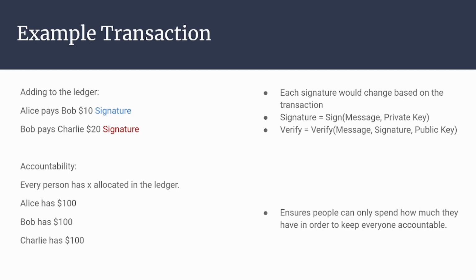This is done by allocating X amount of money to each person, and each person is not allowed to make payments that go beyond this allocated amount. This is not real money, but rather a boundary value to keep everyone accountable. So we can see Alice has $100, Bob has $100, and Charlie has $100. Basically, they cannot make any more payments to this ledger that exceed $100.